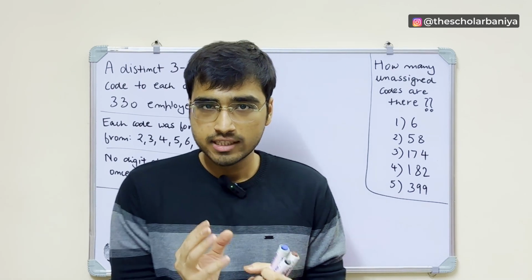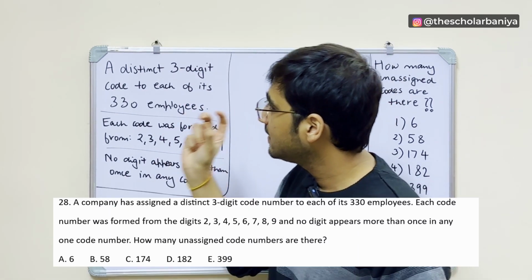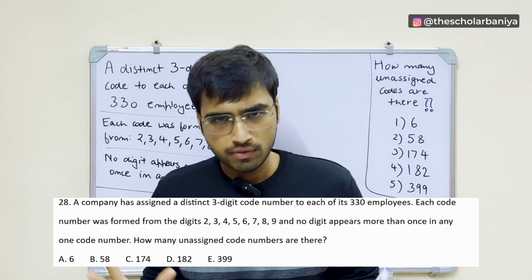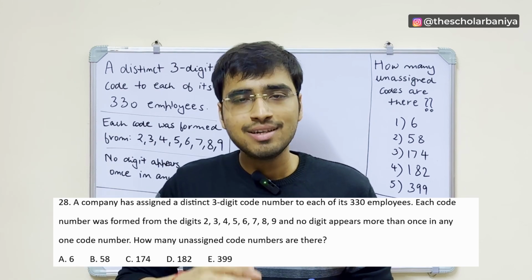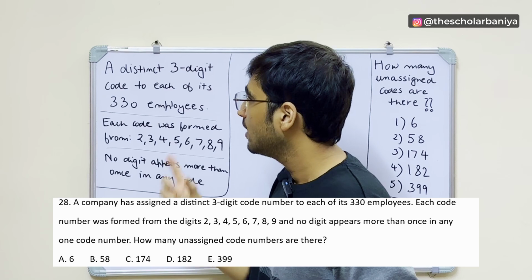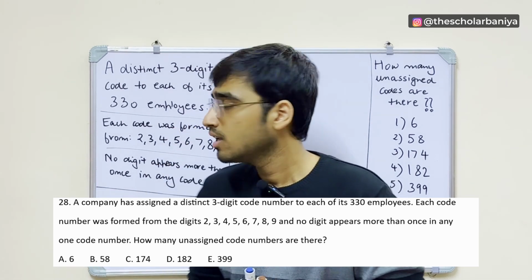So let's move on to the next question, guys. In this question, we are given that a distinct 3-digit code is given to each of the 330 employees of a company, right?